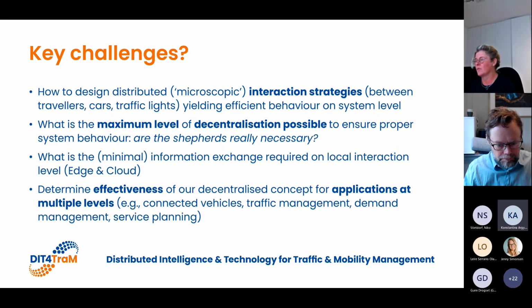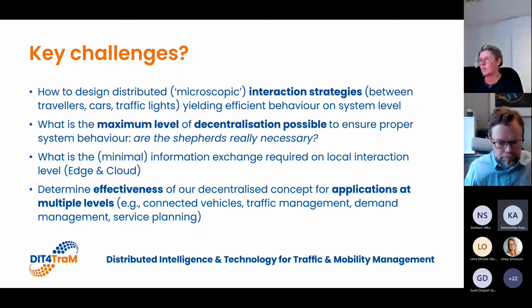What are the key challenges that we're working on? The first question is, how do we design the interaction strategies between the different travelers, cars, traffic lights, all of the elements within the system, in the same way as how the sparrows are interacting with one another? So how can we define the way they operate towards one another in such a way that in the end, on a system level, we get efficient behavior?